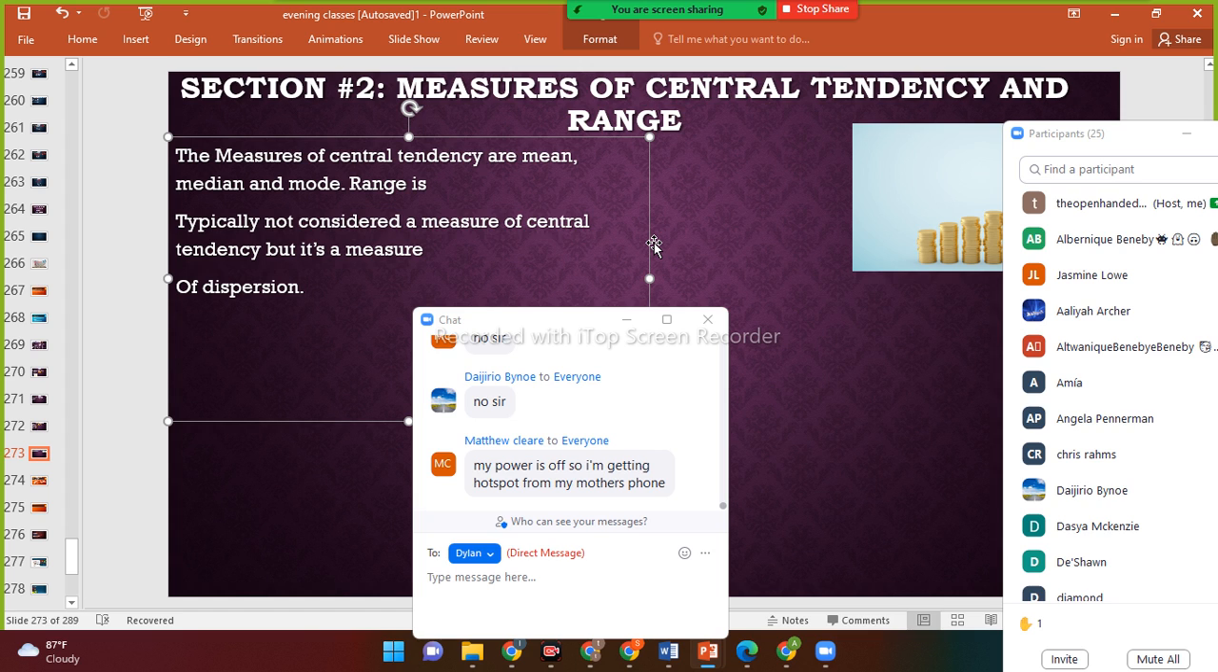The mean is when you add up the numbers and divide by the amount that you have. The median is the middle number, and the mode is the number that occurs most often, or the most popular value.